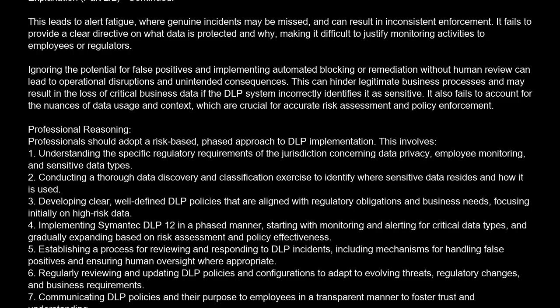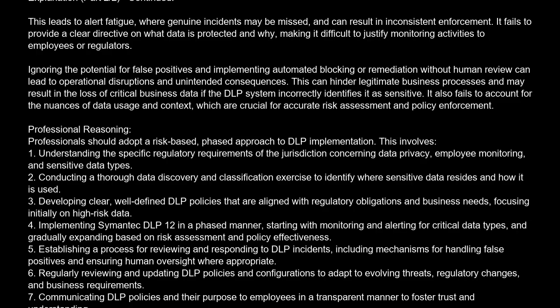Ignoring the potential for false positives and implementing automated blocking or remediation without human review can lead to operational disruptions and unintended consequences. This can hinder legitimate business processes and may result in the loss of critical business data if the DLP system incorrectly identifies it as sensitive. It also fails to account for the nuances of data usage and context, which are crucial for accurate risk assessment and policy enforcement.